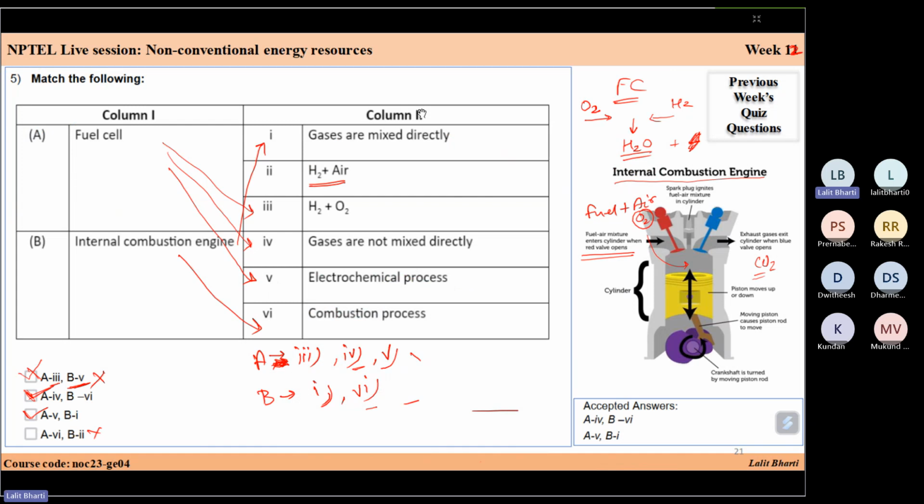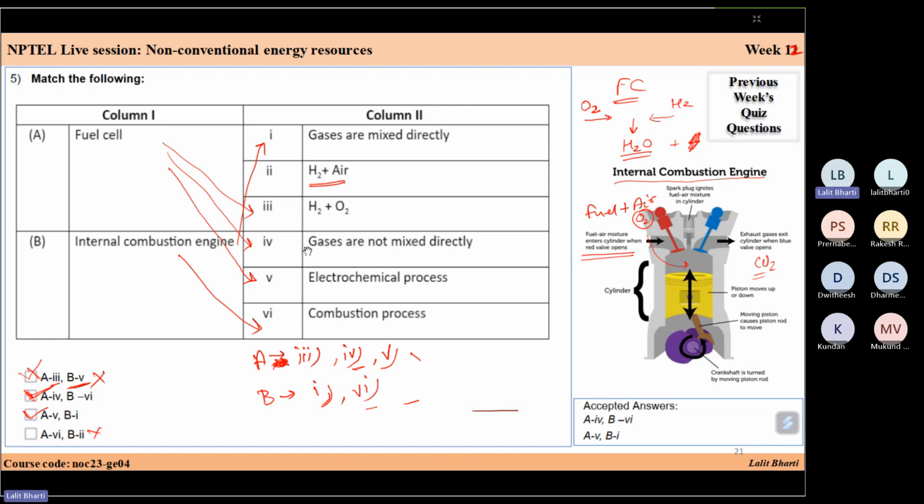Then we need to match the following, based on the fuel cell and internal combustion engine. The internal combustion engine we have already discussed. Basically, we have a combination of fuel and air. Fuel is some organic content. Then you have oxygen in air. It will react and give you CO2 at the exhaust. And a fuel cell is basically oxygen reacting with hydrogen, giving you H2O. So the H2 plus O2 will go to the fuel cell.